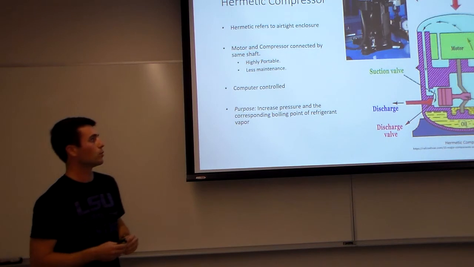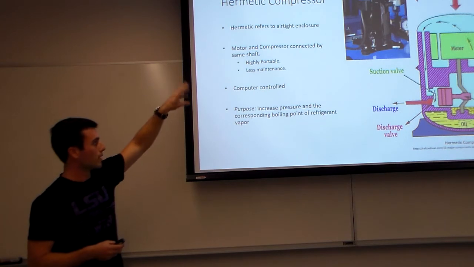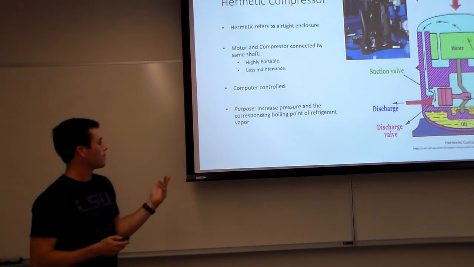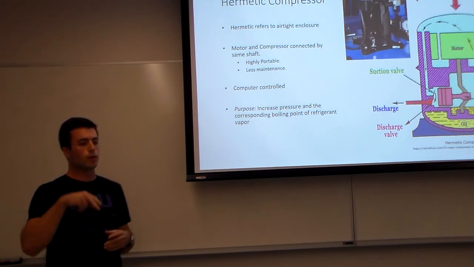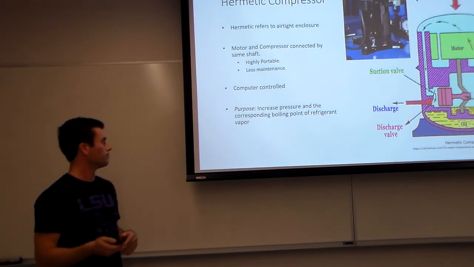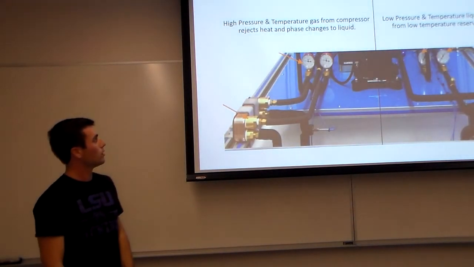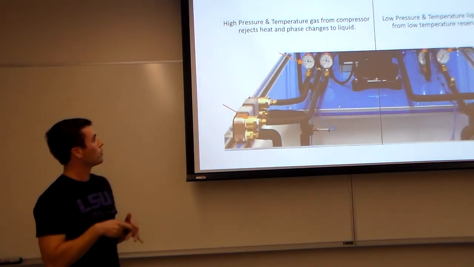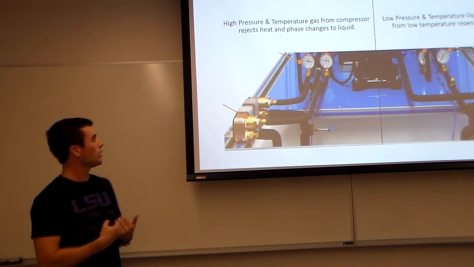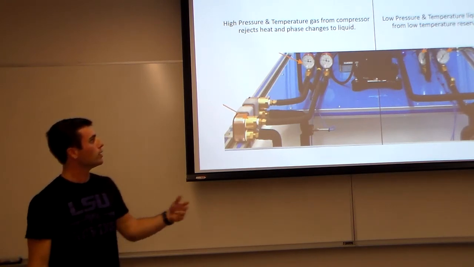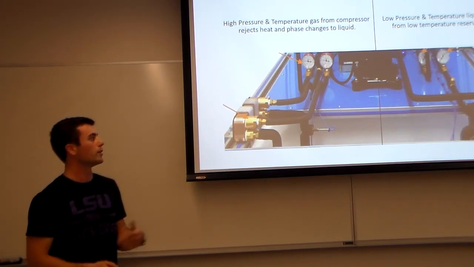It won't be exact to the one we have in the lab. Supposedly, this is what we're going to be looking at in the lab. It could differ a little bit, but it'll be that little container in the center. Purpose of this, we're increasing the pressure of our working fluid. We want to increase the corresponding boiling point, and yeah, it's pretty much it. It's a compressor. So condenser and evaporator. The point of the condenser is we're going to have a high pressure and temperature gas. We're going to be rejecting heat from that, and then we'll be phase changing into a liquid. Evaporator, low pressure and temperature going in, absorbs heat from our low temperature reservoir, and then it'll start boiling.